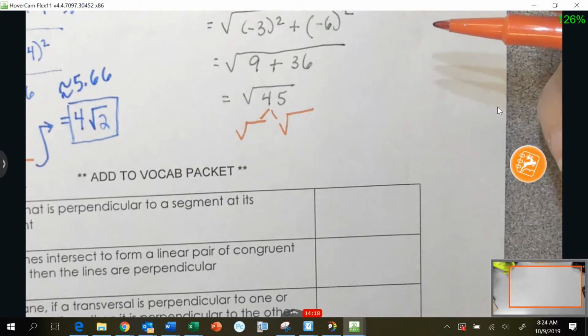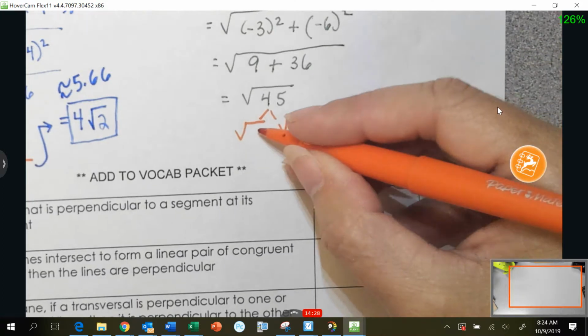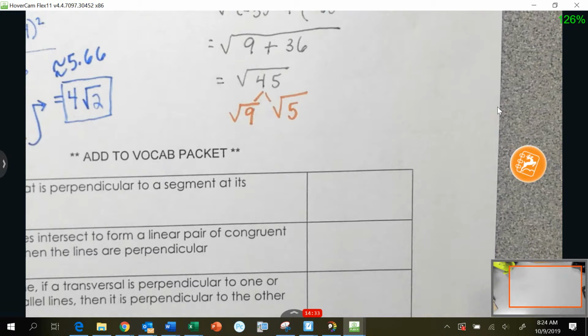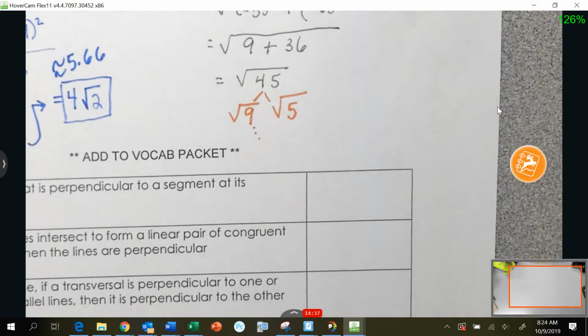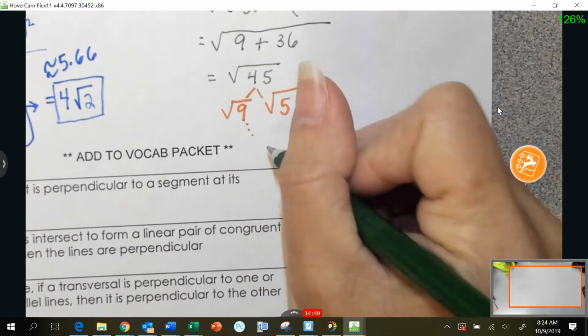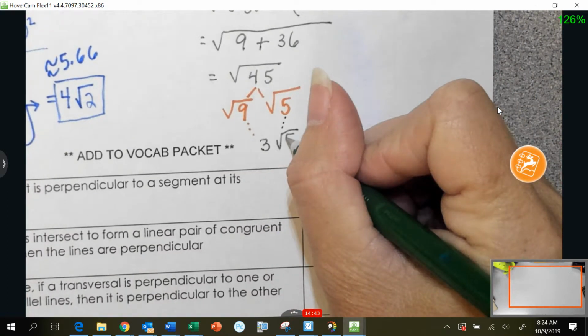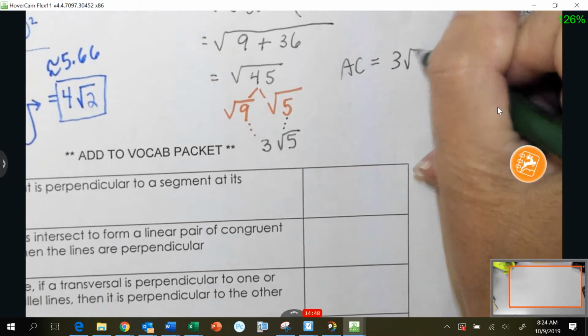What goes into 45? Times. Okay, are either of those numbers a perfect square? 9 is. So I'm going to write the 9 first. 9 times 5, he said. And I wrote the 9 first because the 9 is the perfect square. This is the one I can simplify. And what is the square root of 9? Anybody? 3. And then the square root of 5, we don't know, so I just bring down square root of 5. And we get that our length of AC is 3 square root 5.